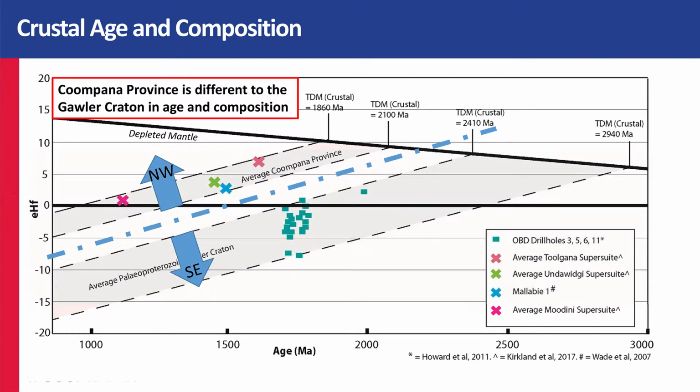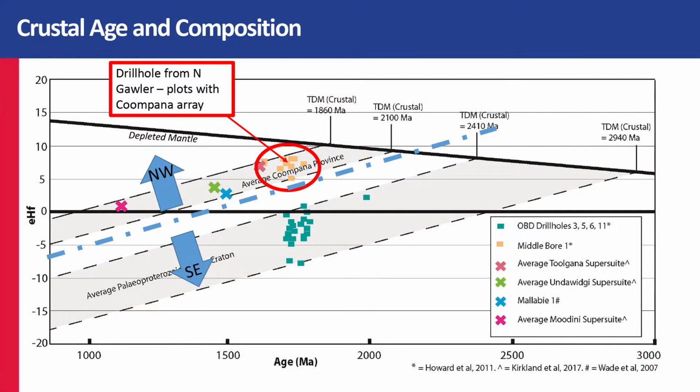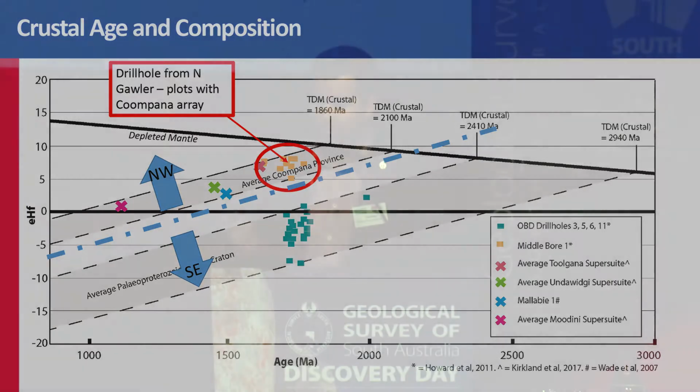It's compositional changes which identify a real boundary. A structure just might mean there's a structure there. It doesn't necessarily have to be something different on either side, but we can clearly see they are quite different. So, okay, Gawler Craton to the southeast, Coompana province to the northwest. Fine, we knew that already, but we've got a drill hole from the northern Gawler which plots in the field of the Coompana province. Okay, so that means either we've misdefined our arrays, or we've got our boundary in the wrong place.